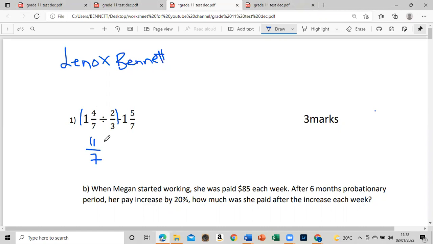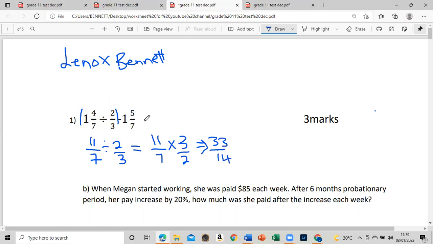And we divide by 2/3, right? There's a rule that says when we are dividing, we must change it to multiplication. So what we're gonna do now is change this division sign to multiplication. However, we must invert the fraction. So 11 times 3, that's 33 over 7 times 2, that's 14.